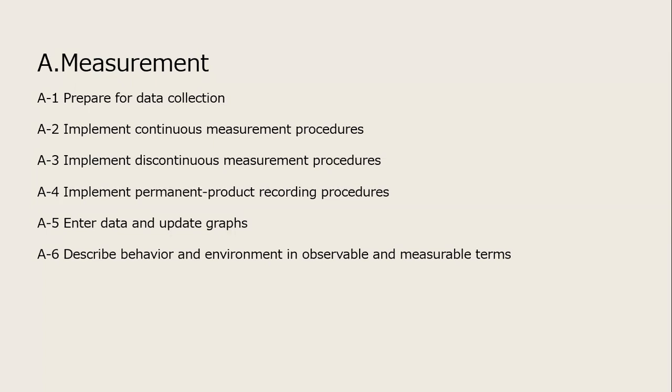So section A in your task list is measurements. There are six topics in there. So we have prepare for data collection, implement continuous measurement procedures, implement discontinuous measurement procedures, implement permanent product recording procedures, enter data and update graphs, and describe behavior and environment in observable and measurable terms. All these six areas, as an RBT, you should be familiar with. And notice that when it says implement, you must be able to perform these actions too.